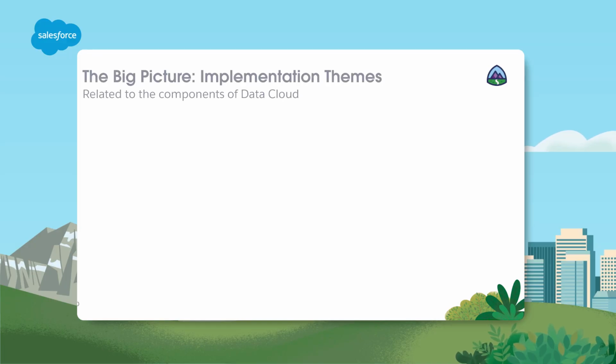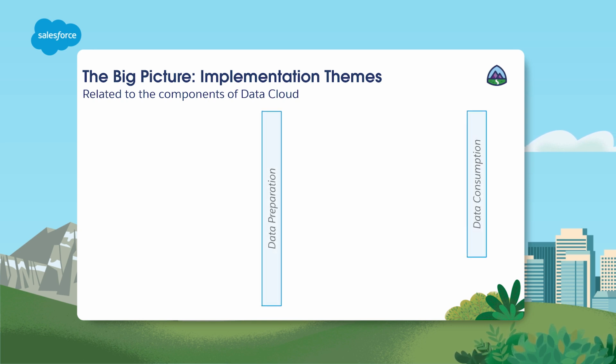Now that we've talked a little bit about the capabilities of Data Cloud and what it can enable you to do, let's look at what is required from an implementation standpoint. There's a life cycle to your data, and here are all the components that are part of it. This includes both data preparation and data consumption, which are broken down into several actions.